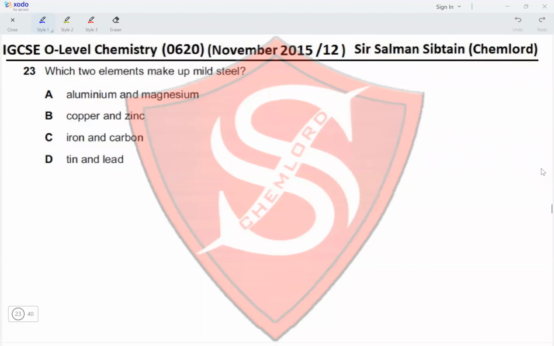Question 23. Which two elements make up mild steel? Steel is an alloy of iron and carbon. So, aluminum and magnesium? No. Copper and zinc? No. Iron and carbon? Yes. Tin and lead? No. So the correct option for this question is option C.